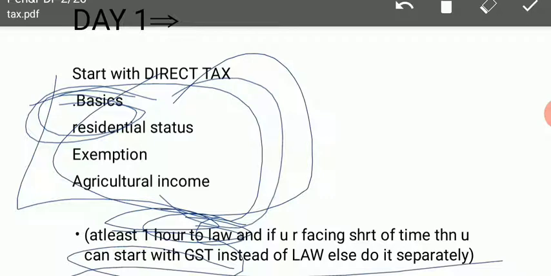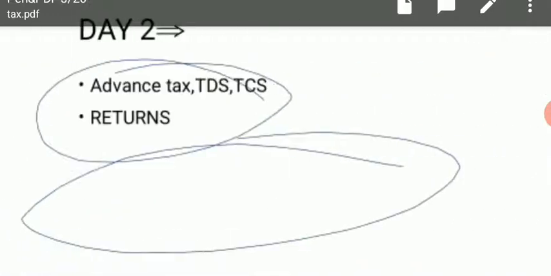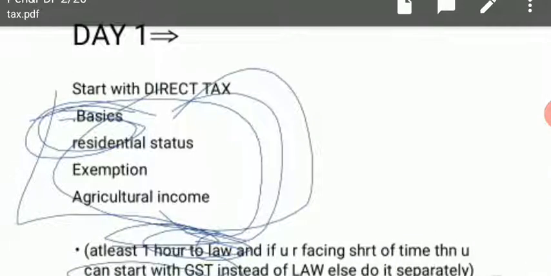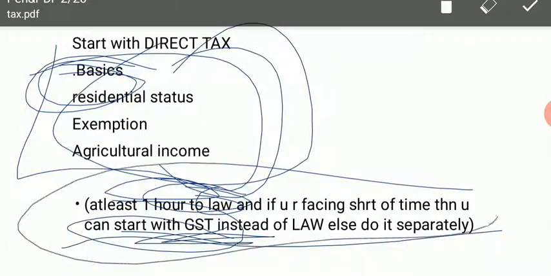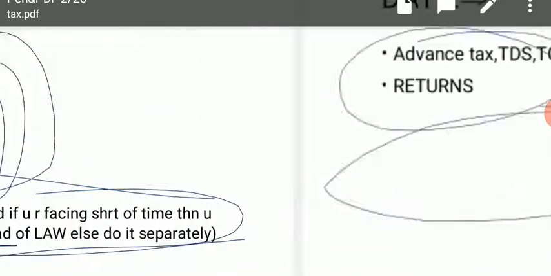Also, the sequence which you have to follow in GST, I will discuss in this video only. तो जिस sequence से आपको GST करना है वो इसी वीडियो में मैं बताऊंगी. So you should follow that sequence if you want to club GST with this also. On day number 2, you have to do advance tax, TDS, TCS and returns, and this portion is the same for all the days.